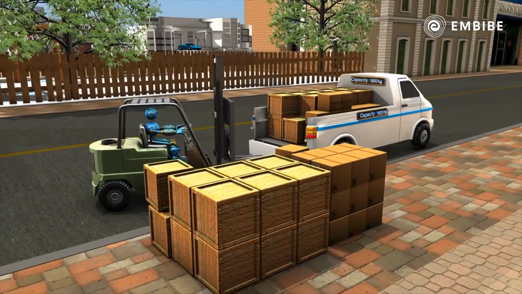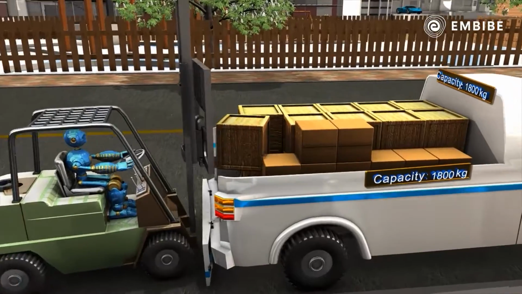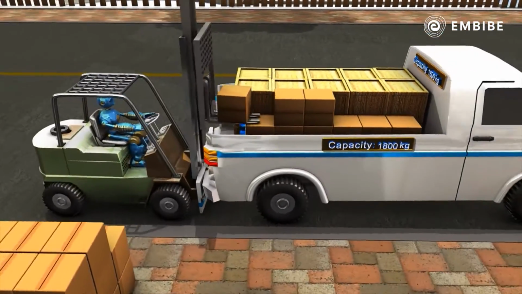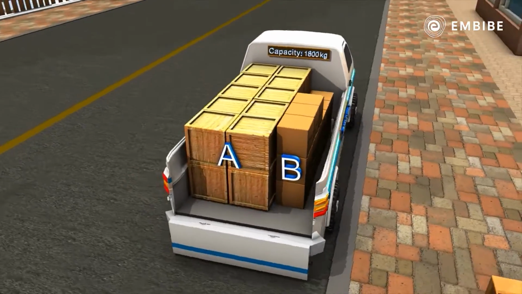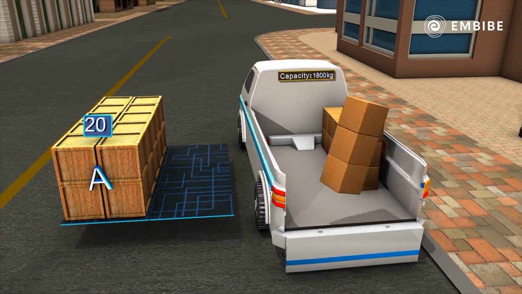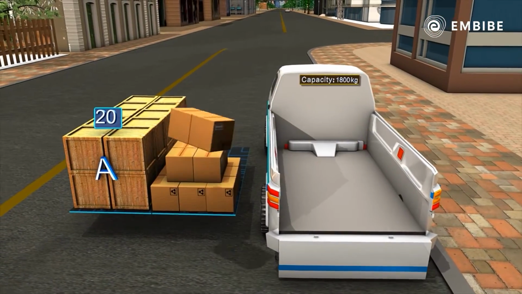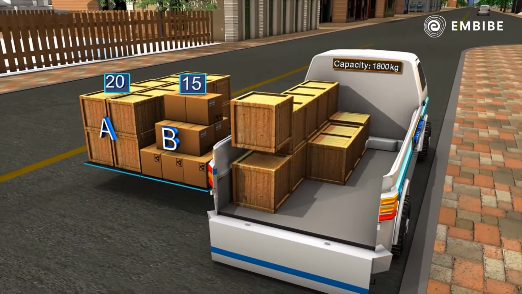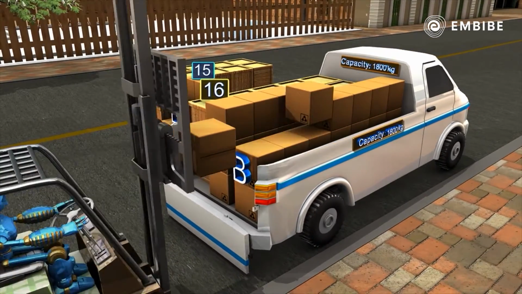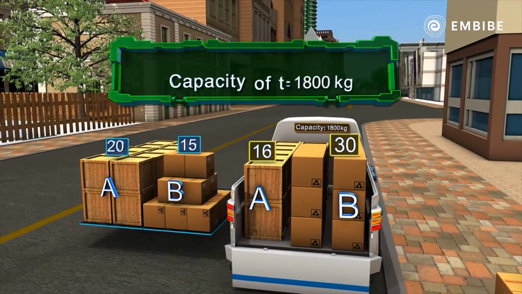A cargo van has the capacity to carry a load of 1,800 kilograms. There are two types of crates to be transported, type A and type B. The van can carry 20 crates of type A and 15 crates of type B, or 16 crates of type A and 30 crates of type B. What is the weight of each type of crate?